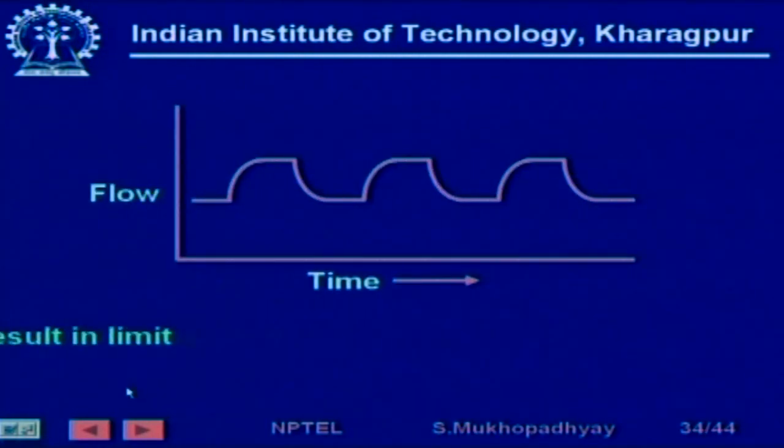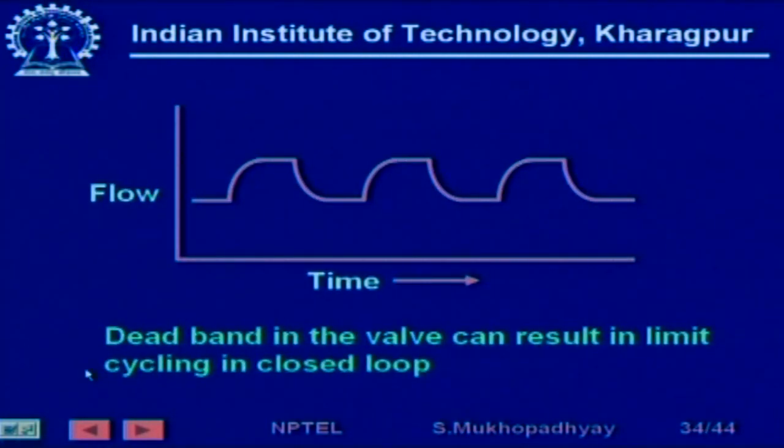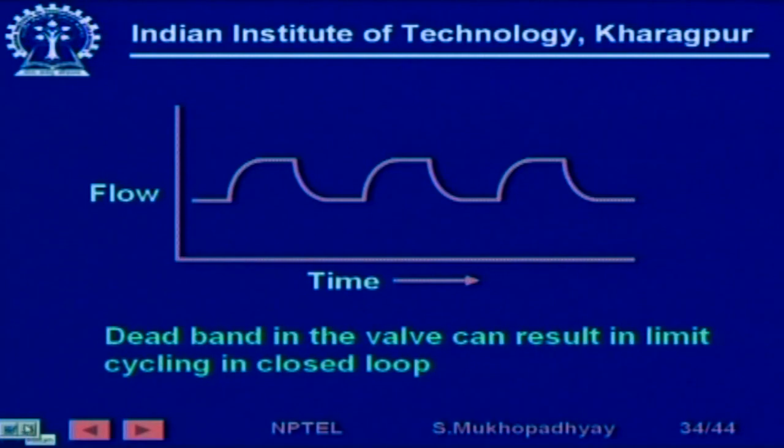So, in these process control loops, flow loops, if you give an alternating command, then the process control loop may actually oscillate. These are called limit cycles in the closed loop.